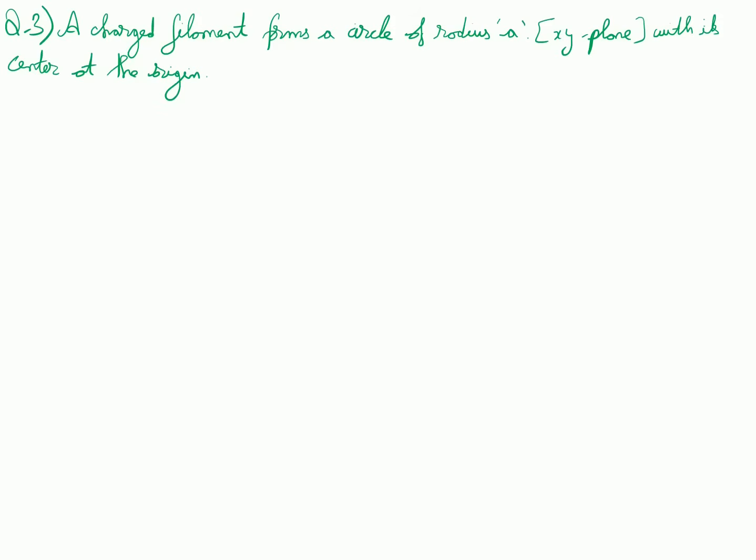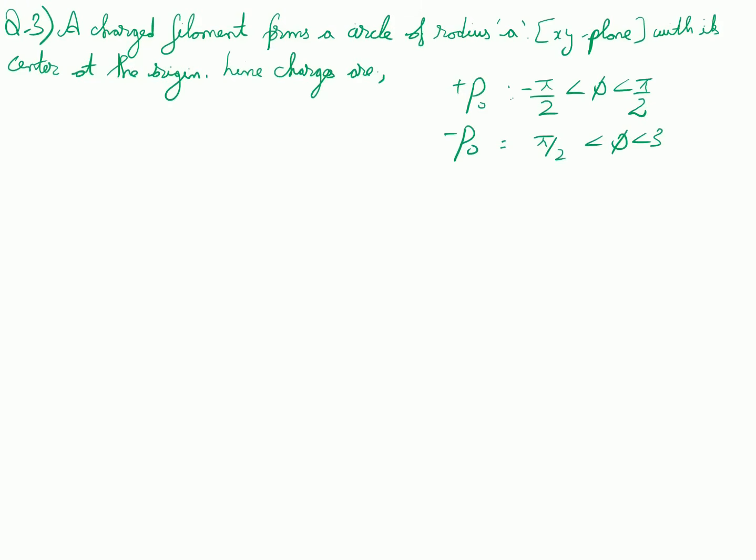Now the details for the line charge are as such. If I have a positive charge when my range is from negative pi by 2 to pi by 2 for the azimuthal angle phi, and it is going to be a negative charge when the range is from pi by 2 to 3 pi by 2.